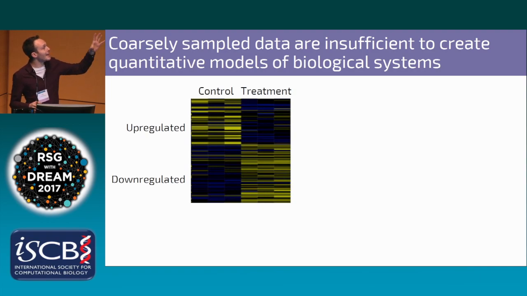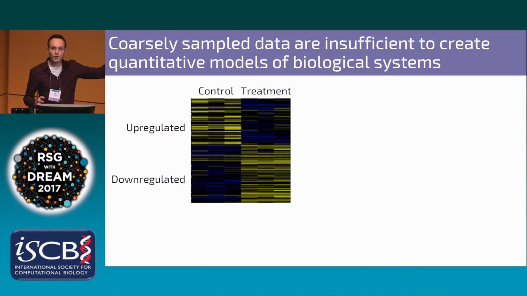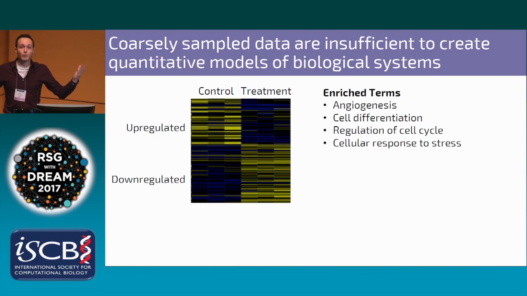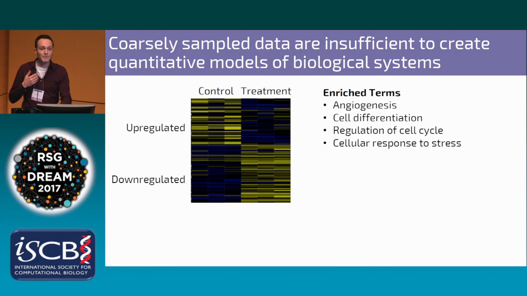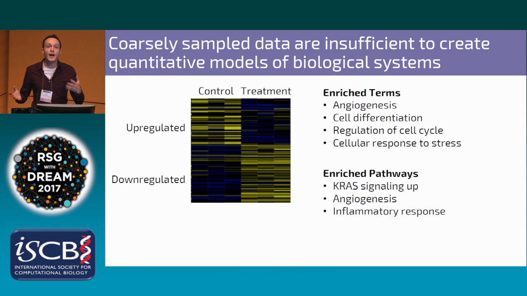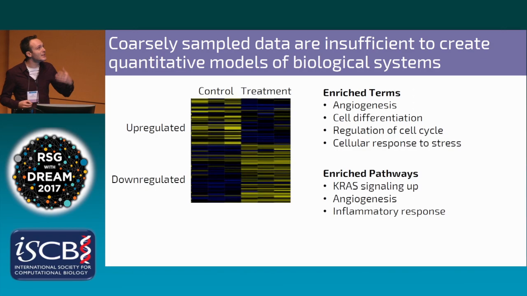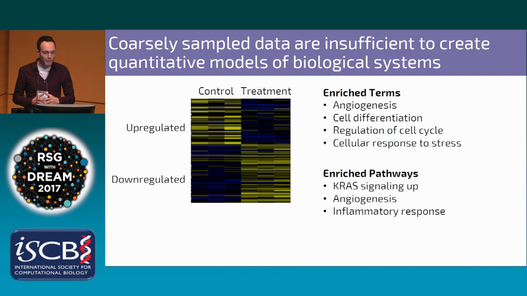So if we look at a typical microarray or RNA-seq experiment, we have a group of samples in the control condition and a group of samples in a treatment condition. And we can find genes that are upregulated and genes that are downregulated. And with these differentially expressed genes, we can then look for things like enriched gene ontology terms, or we can do something like gene set enrichment analysis to find pathways that are enriched in this data set. But we don't often get an understanding for how this system is going to behave in a new context. So if we change the type of treatment, or if we change the conditions that we measure underneath.